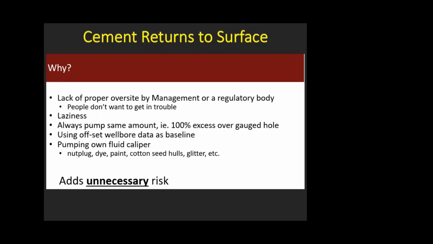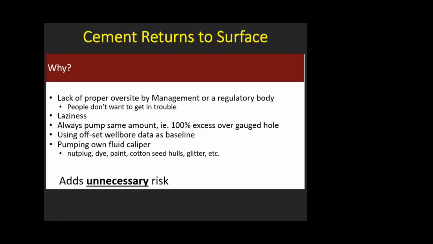And when you have laziness, what happens? You probably heard this. We always pump the same amount. I always pump 100% over gauge hole, or 50%, or 20% in the production, or whatever it is, right? But you're always pumping the same amount from hole to hole without really any thought of why.